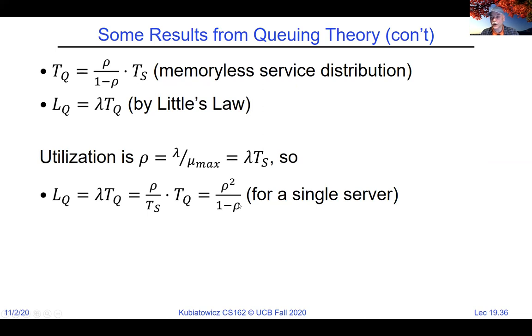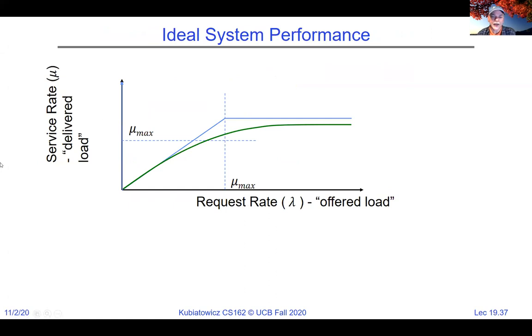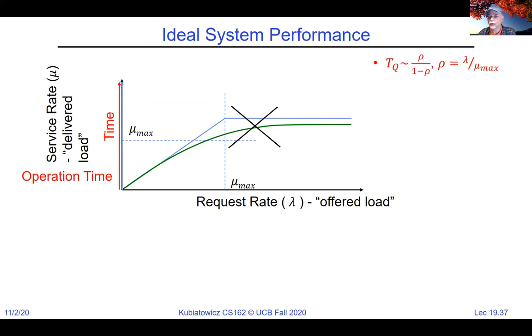I hope you've all seen this 1 minus rho in the denominator. That means that as rho gets closer to 1, what happens to this equation? Or all of these equations, as the utilization goes to 1, what do we see? Infinity, that's right. So this is a curve that blows up, just like you've been seeing. Rather than the ideal system performance we saw, the moment we have some randomness on the input, we don't have that green curve. Instead, the time in the queue is rho over 1 minus rho, and we get this.